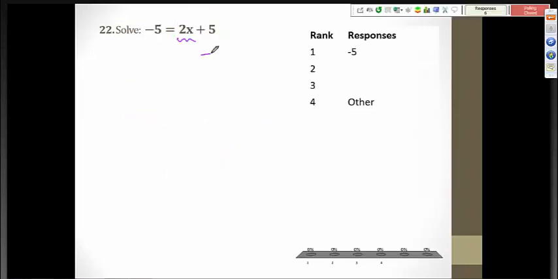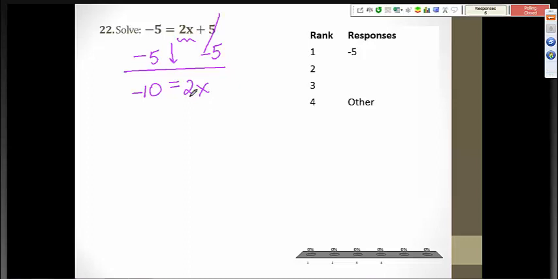All right? So we're going to subtract 5 from both sides so that we can get rid of this 5 right here. All right? So over here, these cancel out, right? Positive 5 and negative 5 just becomes 0. And then we have negative 5 minus 5. Those are the same signs, so we add the numbers up. Gives us 10, and it stays negative. Bring down your equal sign. Bring down your 2x. All right?